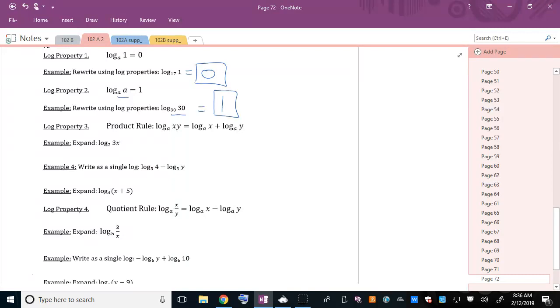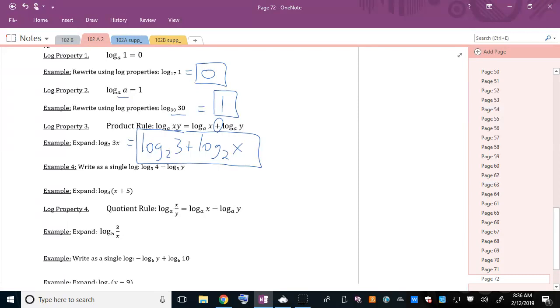My next property is called the product rule. And this is where they're going to start sounding a bit weird. If I have the log base a of numbers that are multiplied together, to pull it apart, I add the logs. So log base a of x plus log base a of y. So if I have log base 2 of 3x, I'm going to expand that as log base 2 of 3 plus log base 2 of x.